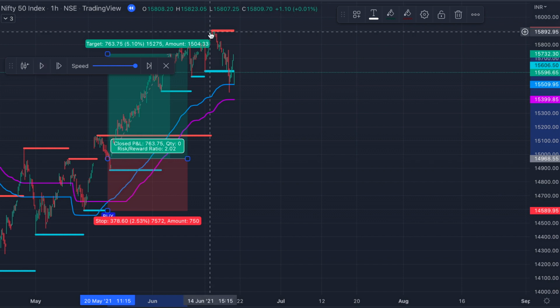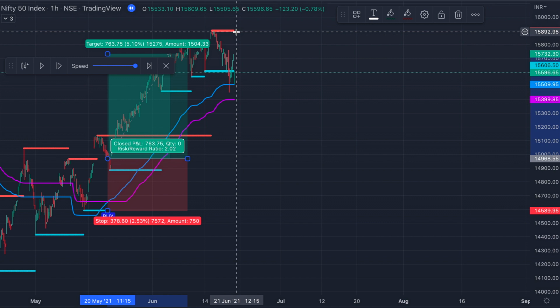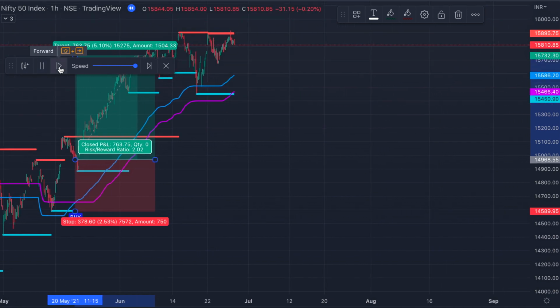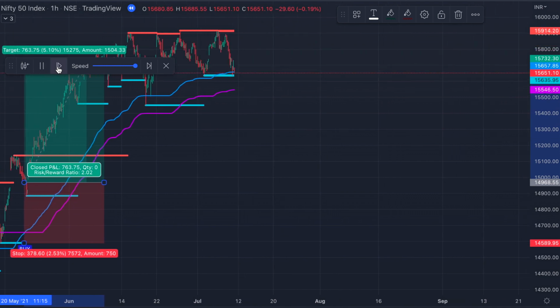Okay, now please note that we also have resistance levels over here, so they will help you further in your trade. And this blue and the purple line, at times they act as support. Okay, I'll forward it further.